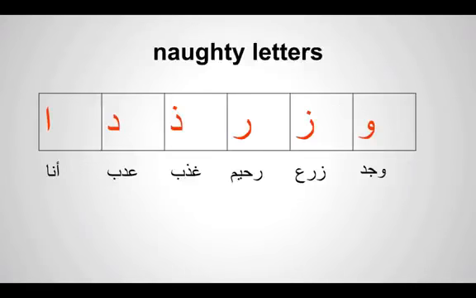So we learned the characteristics of certain letters of the Arabic alphabet, which are called naughty letters, which do not allow any letter that comes after them to be joined. They act like a full stop in a word. So when we use these letters, we cannot join them, like wajada, zara'a. If you see, all the letters are separated when these letters come. So that's about naughty letters.